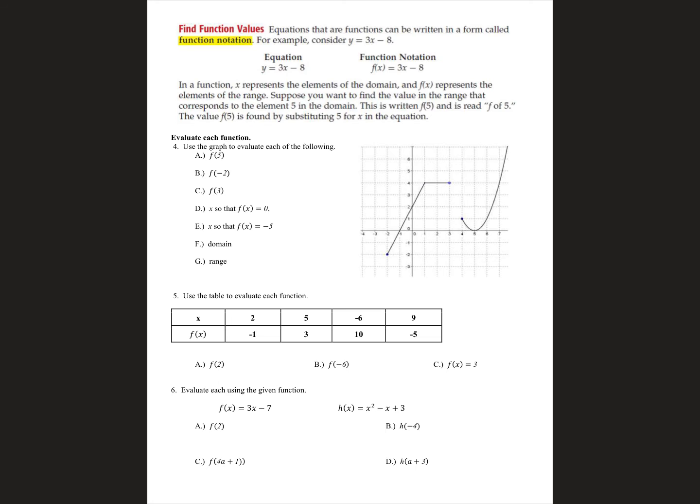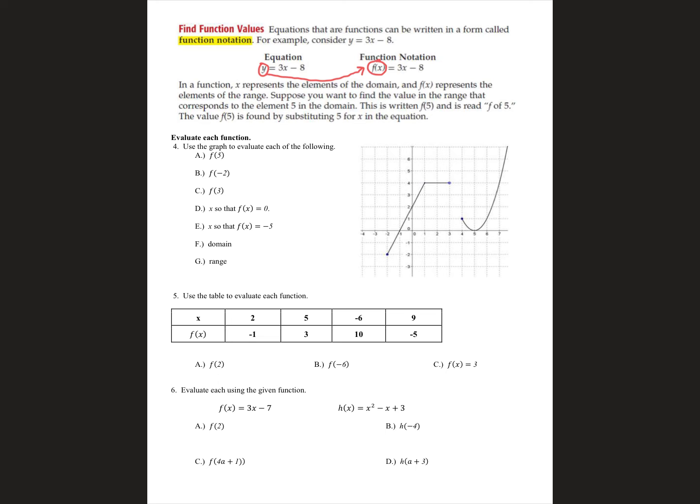All right, for the last part of our notes, we're going to look at how to evaluate a function. And in order to do that, we need to understand function notation. So let's consider this example. We have an equation y equals 3x minus 8. To write that equation in function notation, we're going to replace y with f of x. So y and f of x are essentially the same thing, just the notation's a little bit different.